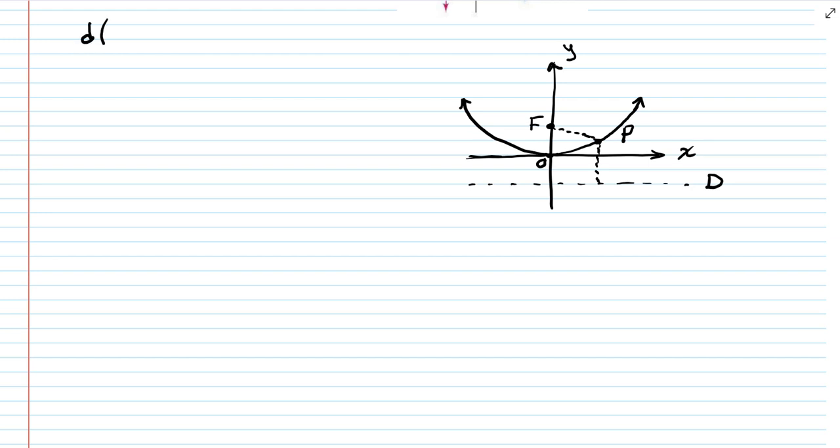So we know for a fact that the distance from F to P is the same as the distance from P to Q. I'm going to call this point Q. Okay, the coordinates of P, we're going to keep as the general coordinates (x, y). Now the coordinates of the focus: x is 0, and the y coordinate is going to be a.